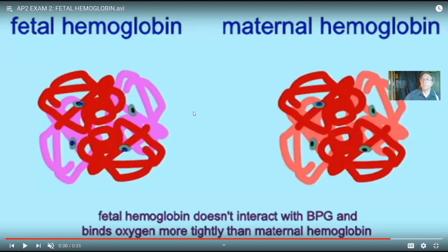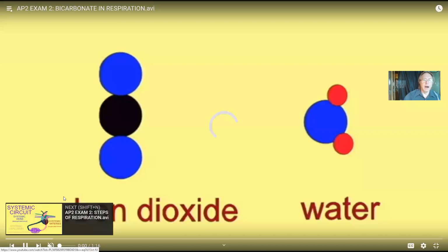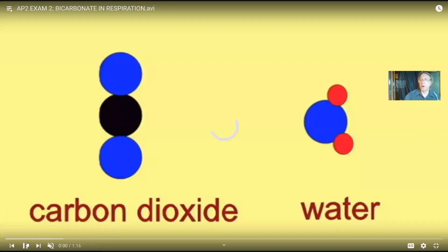So, a couple final points on oxygen. Thanks to partial pressures, we can talk about carbon dioxide. And as you recall, carbon dioxide moves from an area of high partial pressure to low, just as oxygen did.